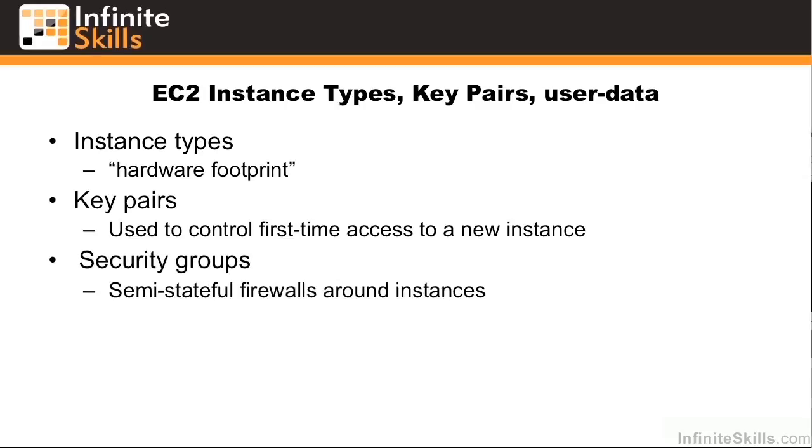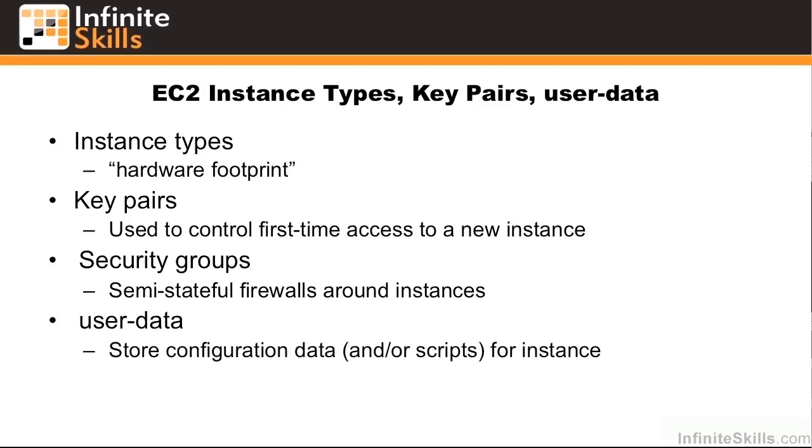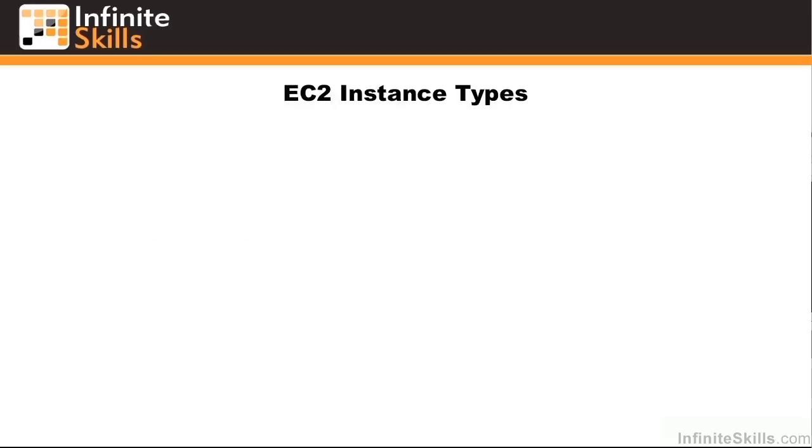Security groups are semi-stateful firewalls around the instance used to control the access between instances. And user data allows you to store configuration data and/or scripts inside of the instance. This is useful for bootstrapping or pulling up the machine the first time that it boots. Let's first look at EC2 instance types.